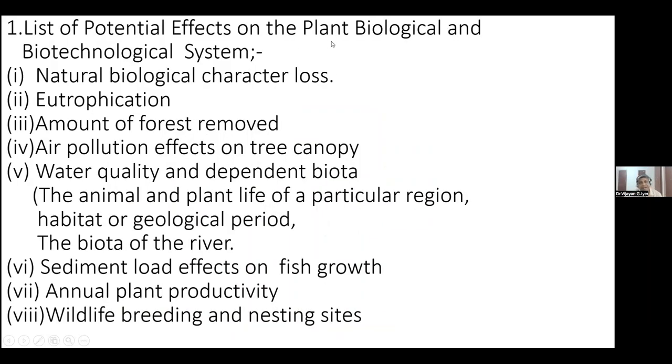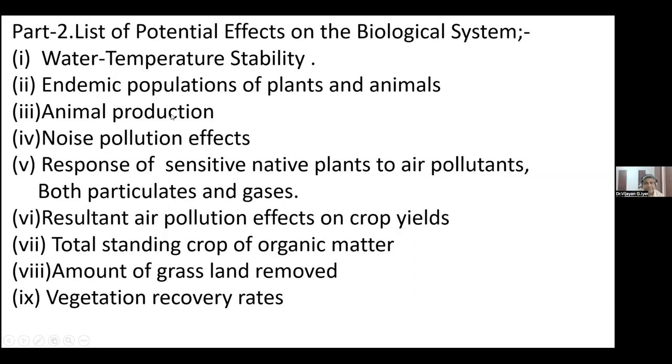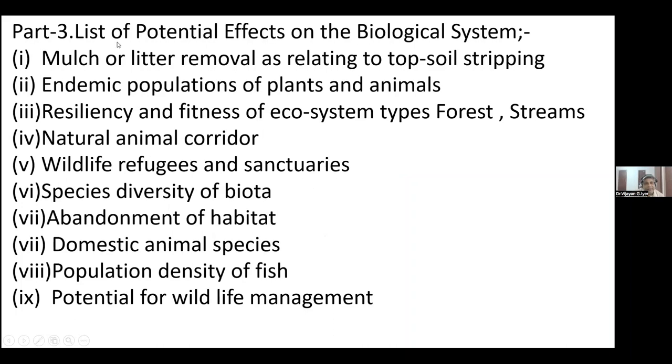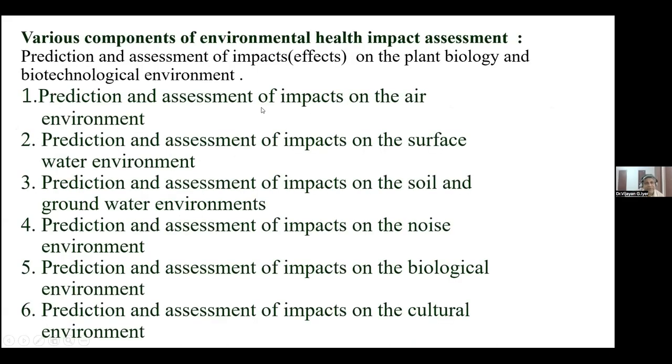The list of potential effects on the plant includes biological and natural biological and biotechnological character loss, and eutrophication. The potential effects also extend to various other animals, which are unresilient to the ecosystems. And there are various components of the environmental health impact assessment, like prediction and assessment of impacts on the air environment. For example, biodiversity loss: only about 20 to 25% of the biodiversity is obtained. So nearly 70% of the biodiversity gets lost because of the non-conduct of environmental health impact assessment.